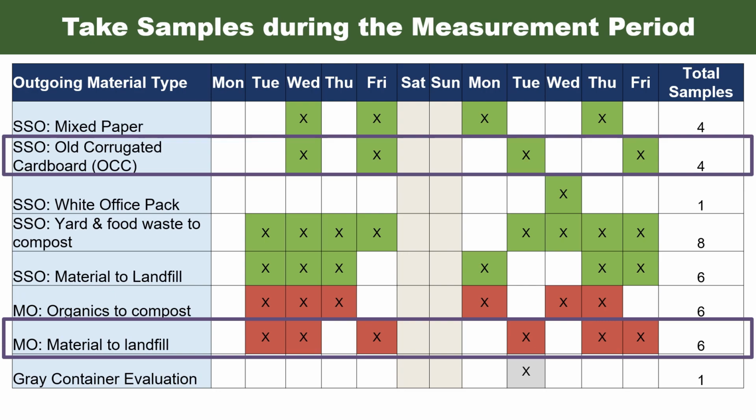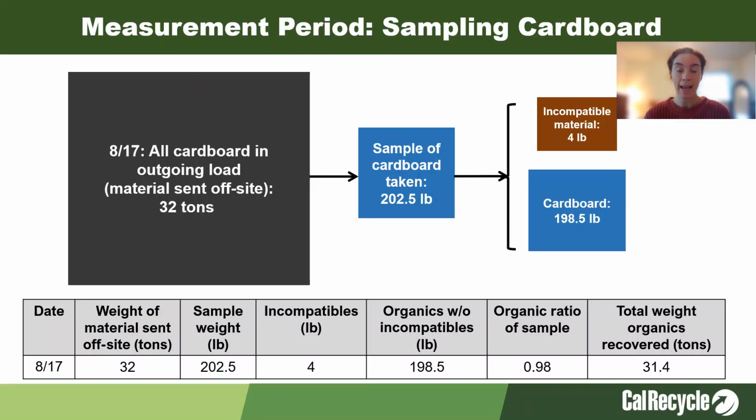Taking a look at this chart, we want to note that cardboard is going to leave the facility 4 times during the measurement period. So we're going to end up with data from 4 samples. In Trash City's 10-day measurement period, the first load of cardboard leaves the facility on Wednesday, August 17th. So that's going to be our first sample day.